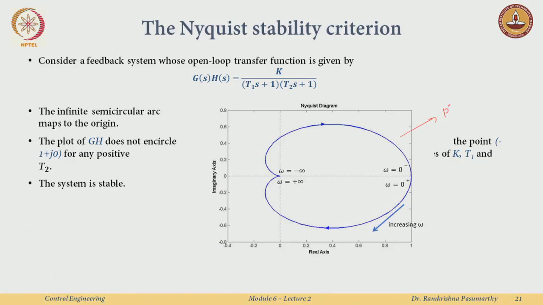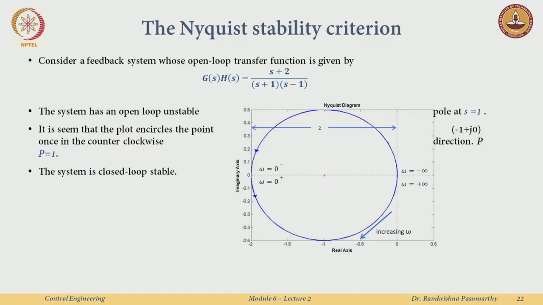So this is the plot of GH, and it does not encircle minus 1 plus j 0 for any positive values of k, T1 and T2. Sorry for the distortion, I will take care of this slide. And therefore, n must be P minus Z. The open loop system is stable, therefore P is 0, Z should be 0 for stability, therefore N should be 0 encirclements of the point minus 1 plus j 0. But if you look here, I am really far away from minus 1 plus j 0, therefore the system is stable.